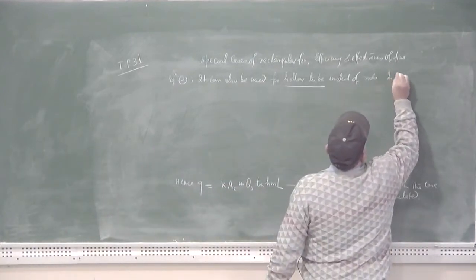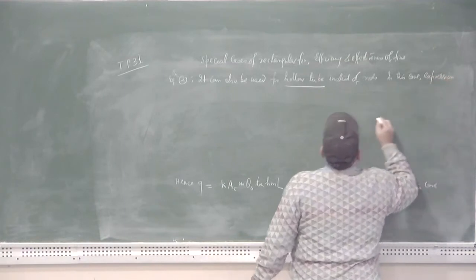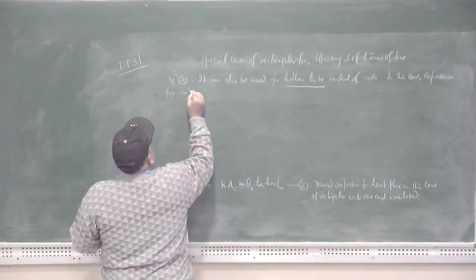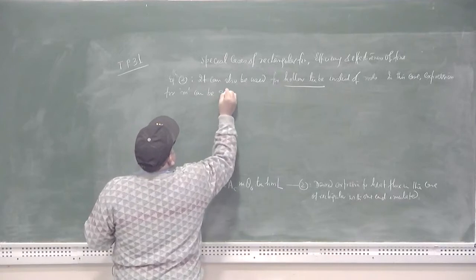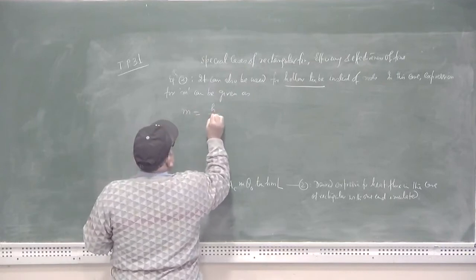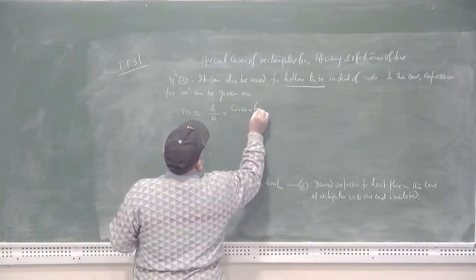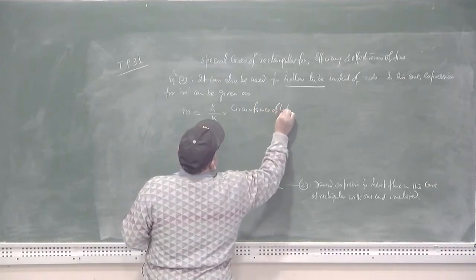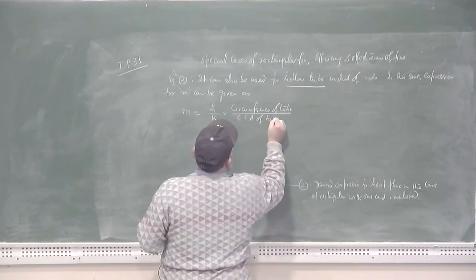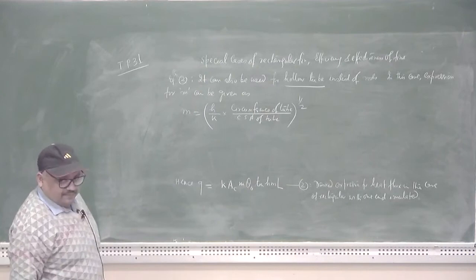And in this case, the expression for m can be given as m is equal to h upon k into circumference of tube divided by cross sectional area of tube, raised to the power half. This is the expression for m.